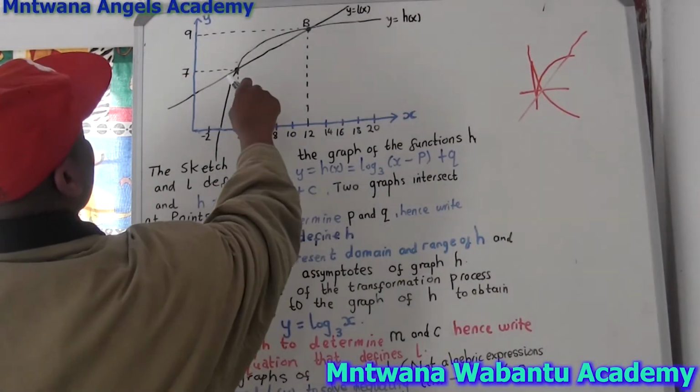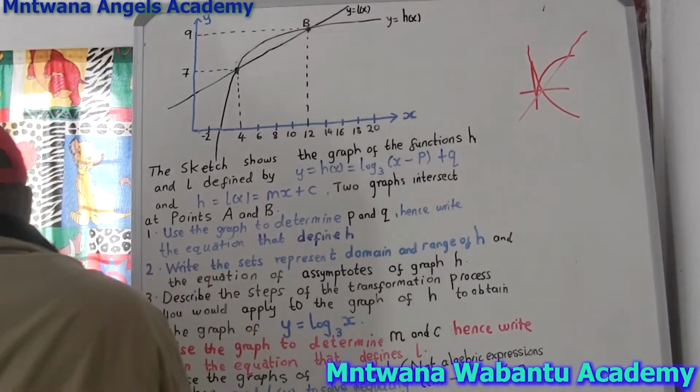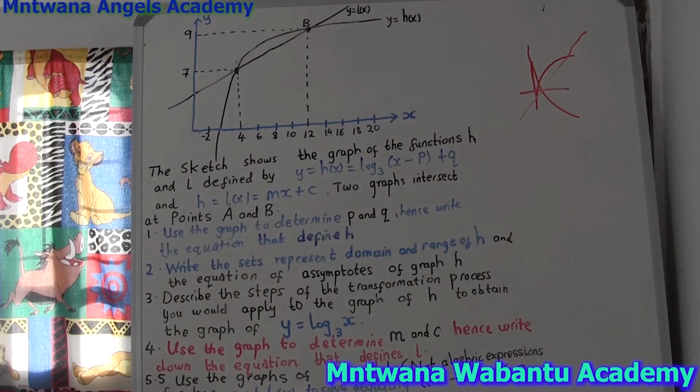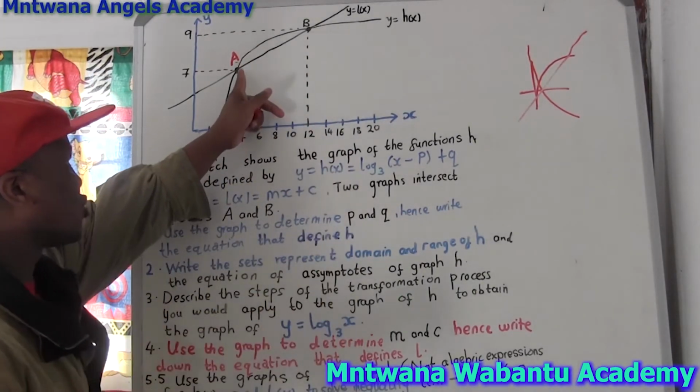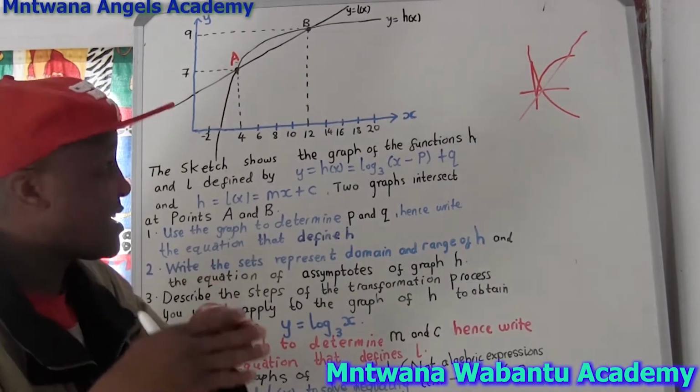Excuse me. There's a coordinate here. Let me just check quick. I think I forgot to write the coordinate. Okay, that's coordinate A. So this is coordinate A here. By looking, there are two graphs that intersect each other here.